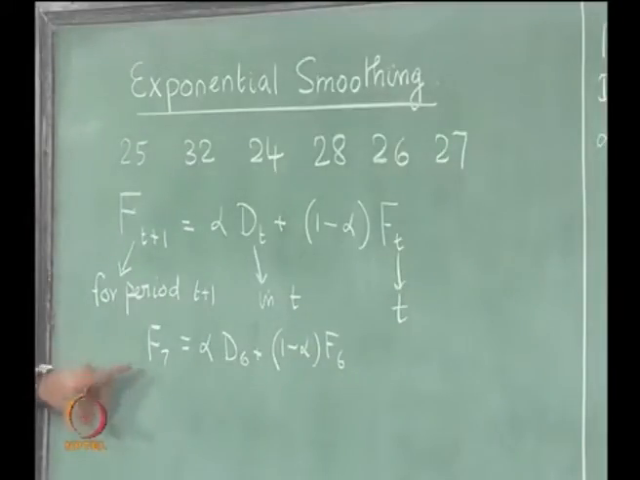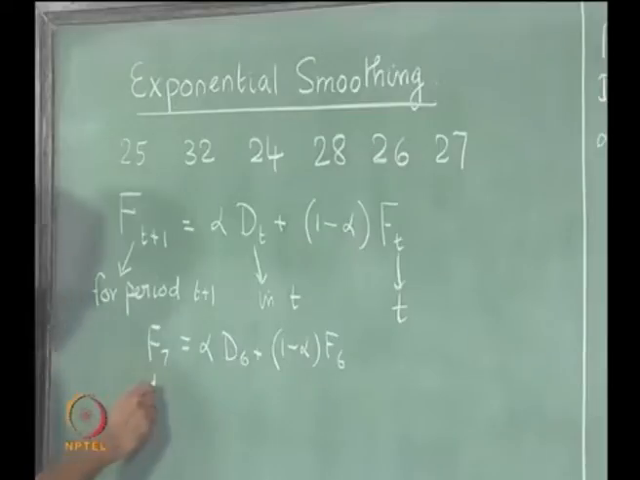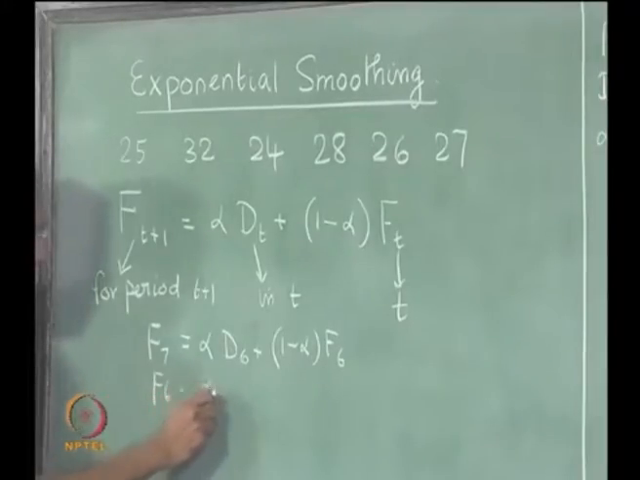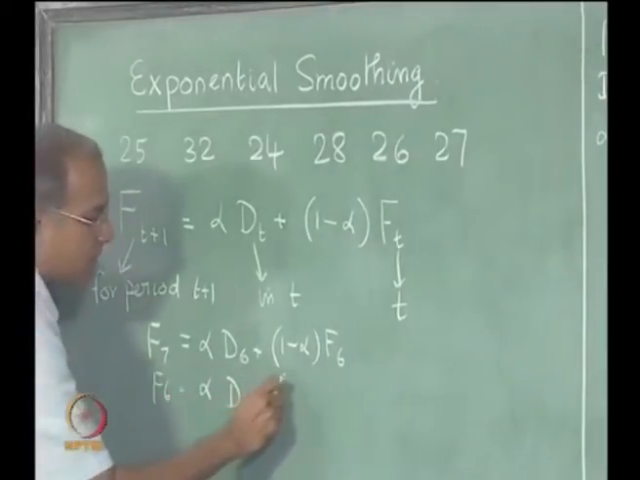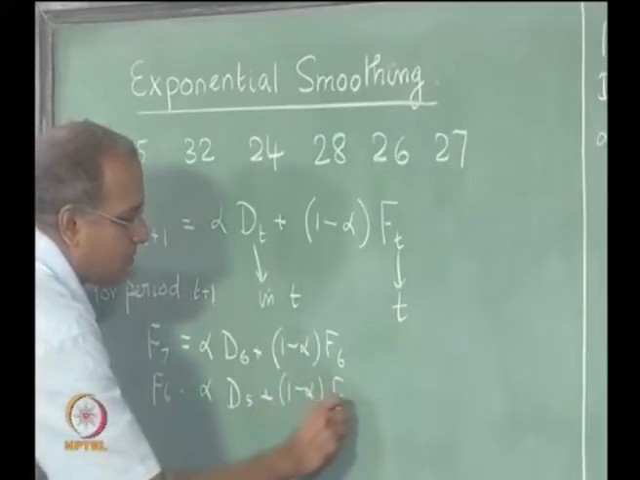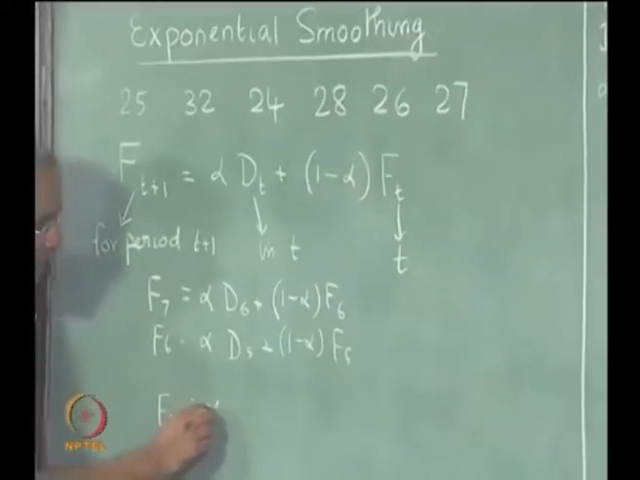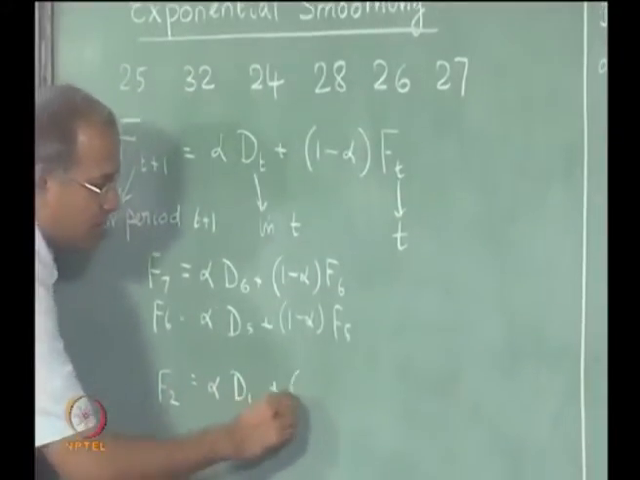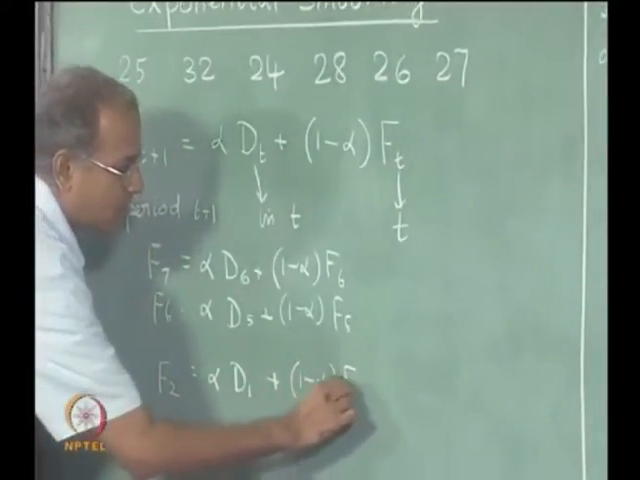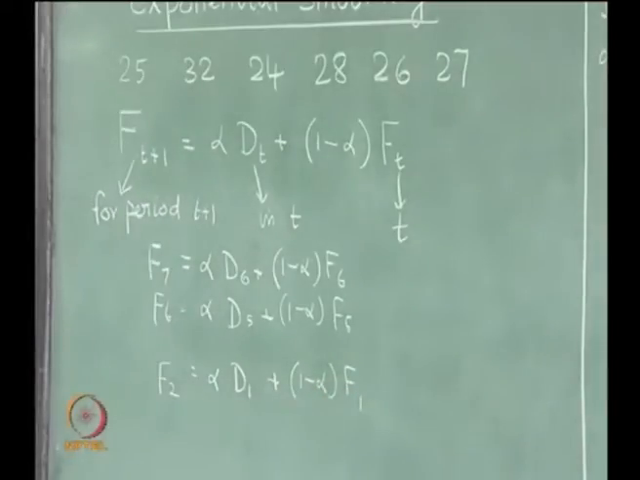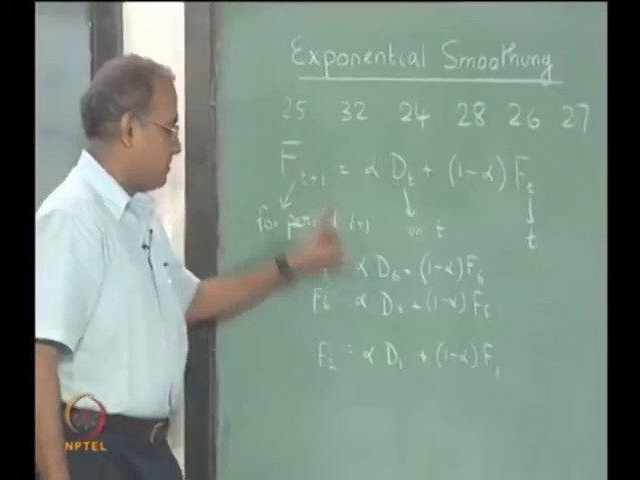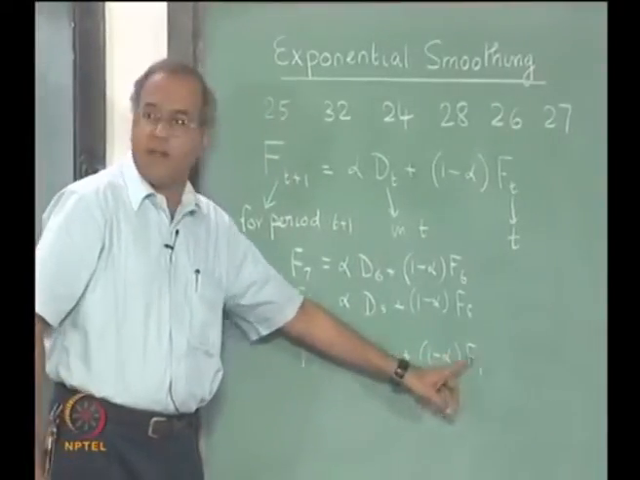Now we can write F6 as alpha D5 plus 1 minus alpha F5, and proceeding further we can write F2 is equal to alpha D1 plus 1 minus alpha F1. Now we know D1, right now we do not know alpha and we do not know F1.